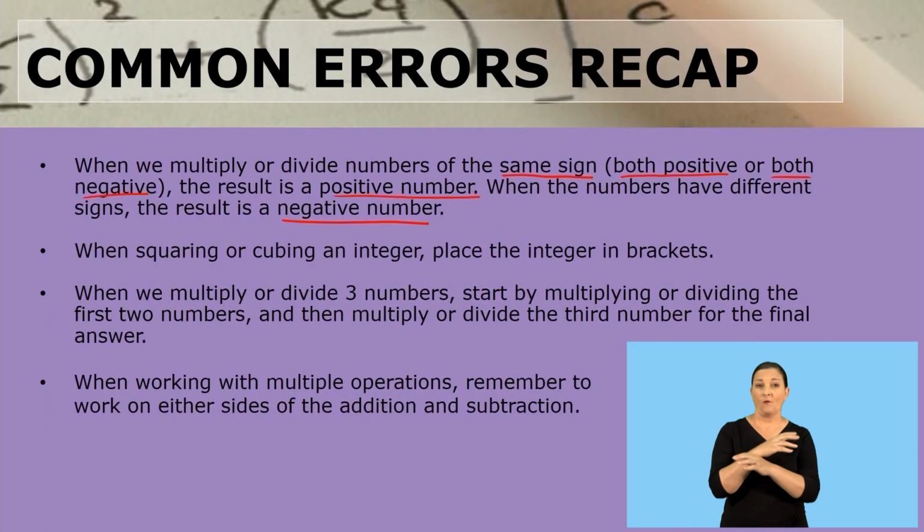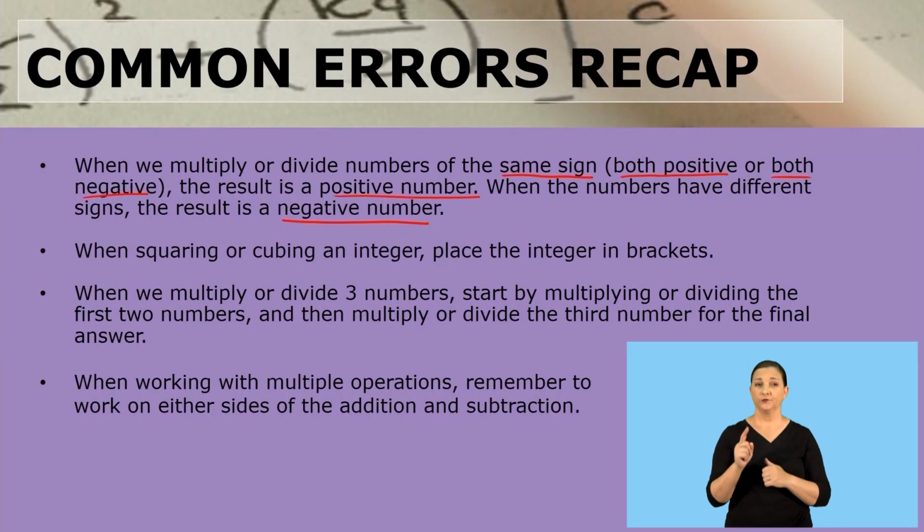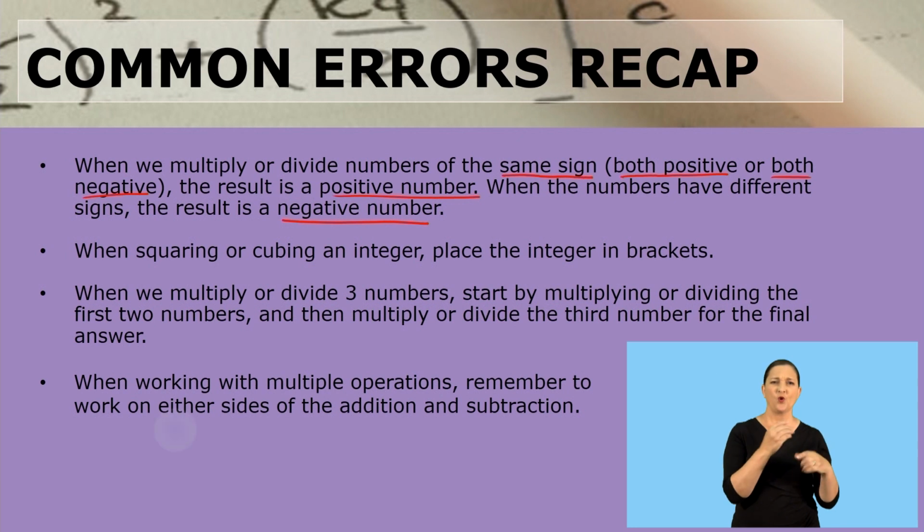Next, when we multiply or divide three numbers, start by multiplying or dividing the first two numbers and then multiply or divide the third number for the final answer. So don't get confused when we are working with cubes, because now we would be multiplying a number by itself twice. Then lastly, when working with multiple operations, remember to work on either sides of the addition and subtraction to avoid those confusions.